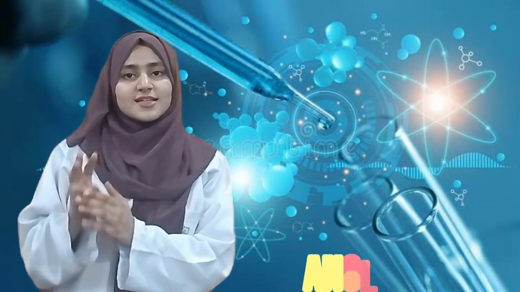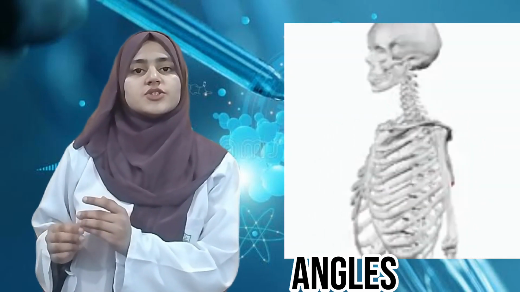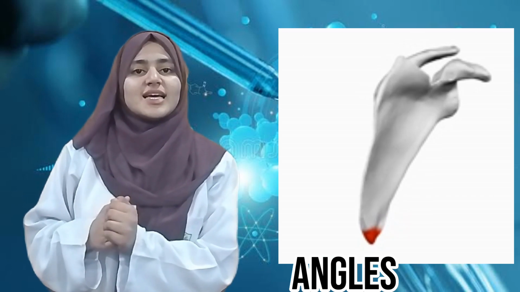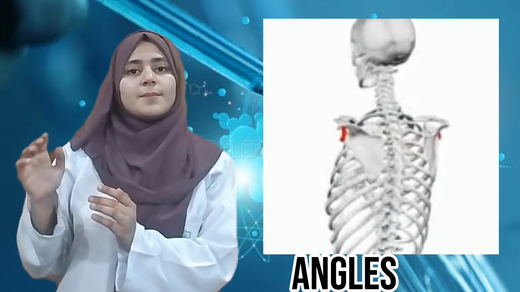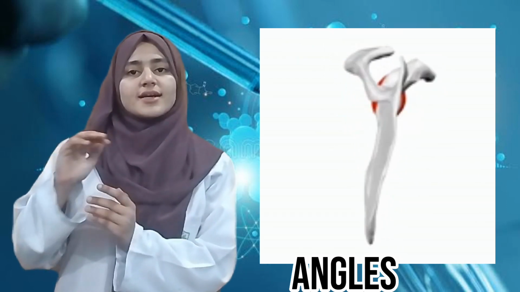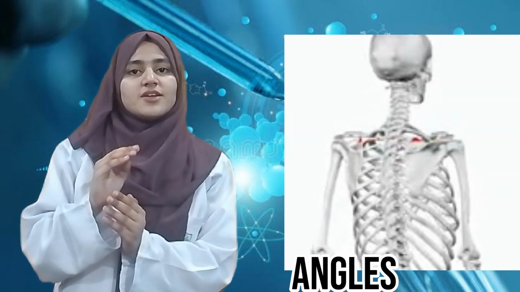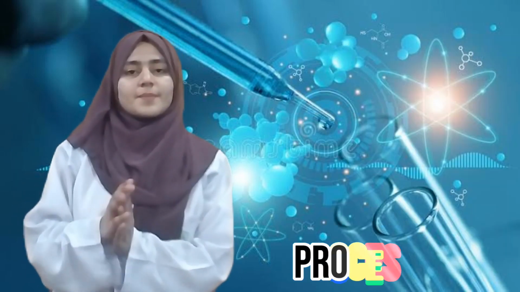Thirdly, the three angles of the scapula. One is the inferior angle, which is formed by the joining of the medial border and the lateral border. Second is the lateral angle, which is formed by the joining of the lateral border and the superior border. And one is the superior angle, which is formed by the joining of the medial border and the superior border.